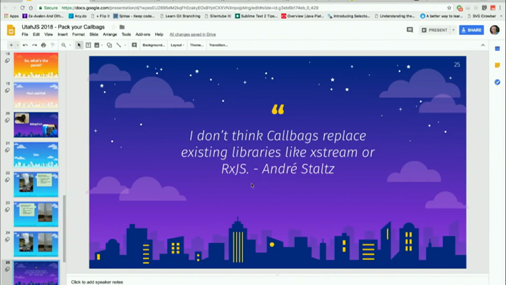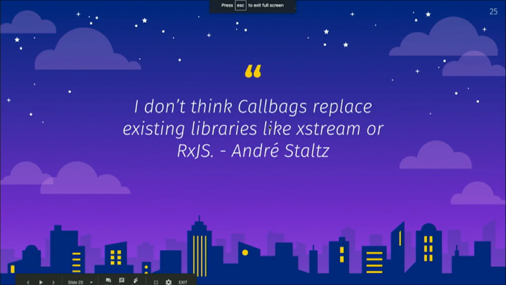So let's see here. Going back to some of the stuff I have here. One of the quotes from Andre Staltz, who wrote the Callbag spec, is he doesn't think Callbags replaces RxJS, Xstream, and these other libraries. So he doesn't view it as a replacement. If you start looking at these callbag operators, it's kind of a more foundational piece. In fact, as a proof of concept, he wrote an API analogous to RxJS on top of callbags, just to see that it could be done.